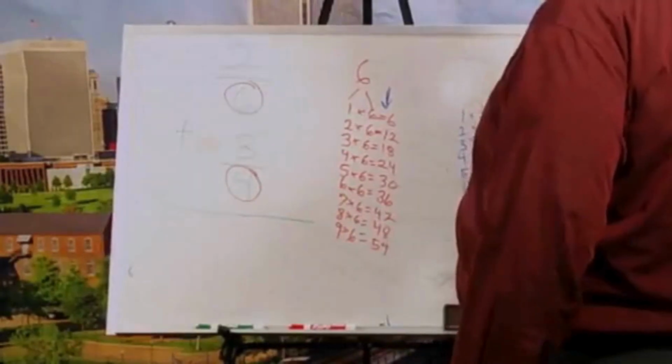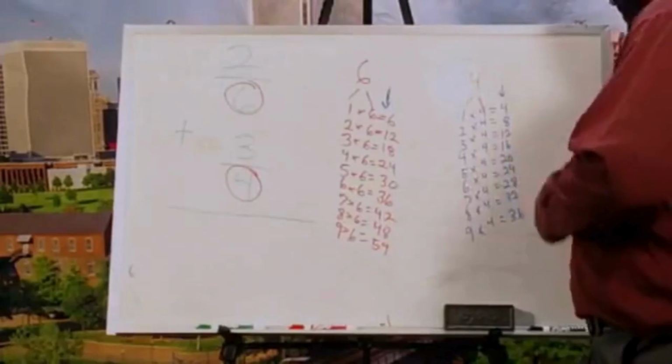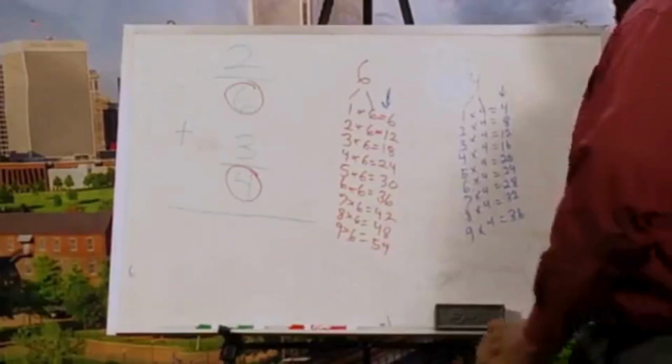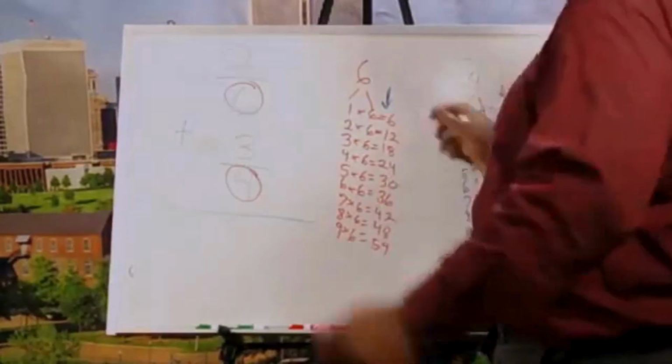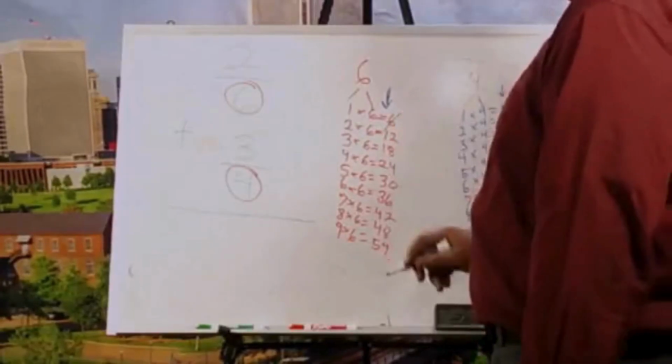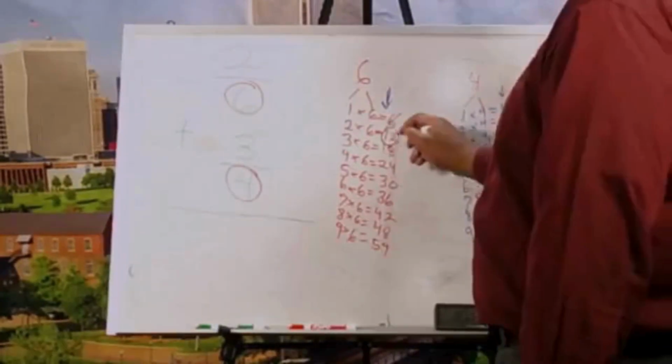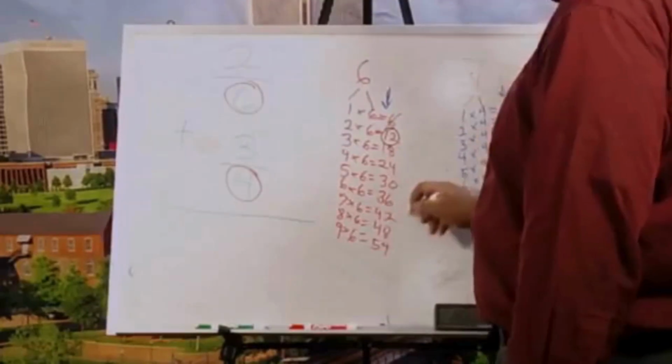I'm looking at our answers right here. So let's take a look at the answers. Is there a 6 over here? No. Is there a 12 over here? Yes. Oh, I forgot my M.